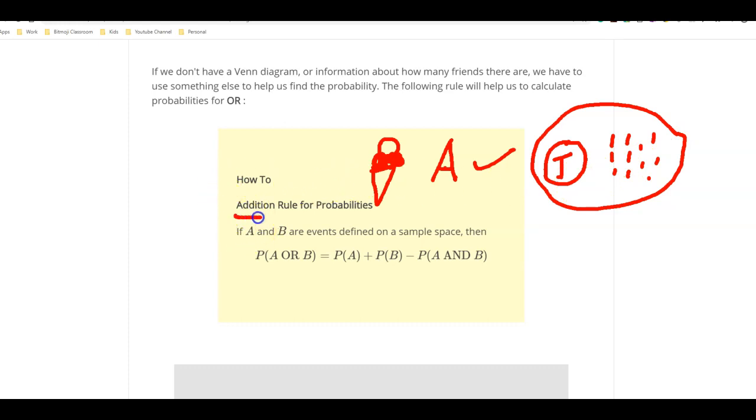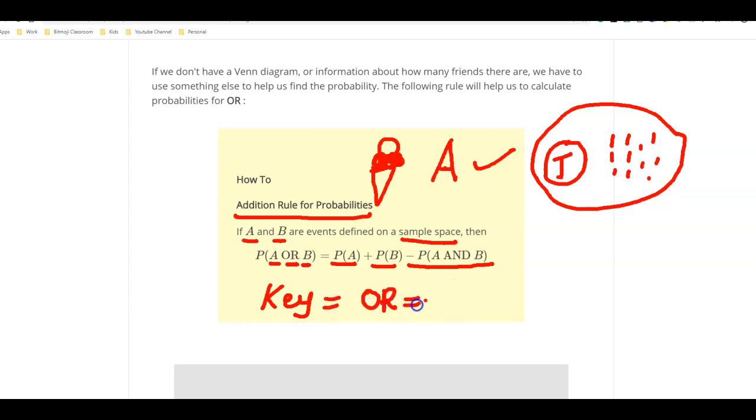In the addition rule, which is addition of probabilities, if A and B are events defined on a sample space, then probability of A or B is simply probability of A plus probability of B minus probability of A and B. When I use the formula, yes, definitely it's going to be confusing, but when we work on the problems, it's going to be much easier. But the key word is, please make sure you write this down. The key word for addition is OR. So every time you see the word OR in probabilities, you know you are adding.